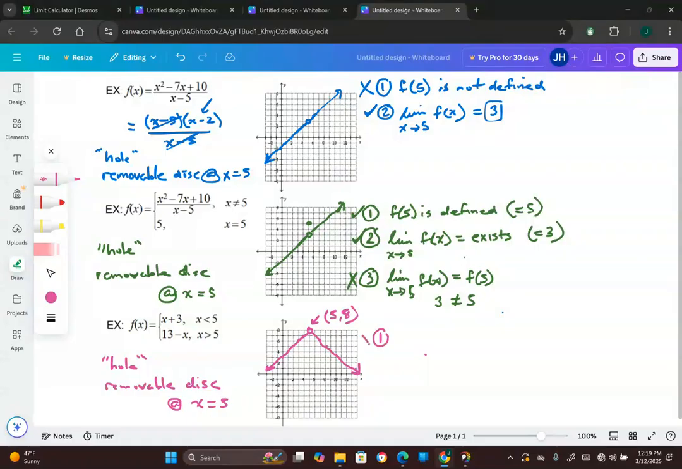Part 1, it is not satisfied. F of 5 is not defined. Now, we could stop there, and we could say, hey, this is not continuous at 5. If I went on to step 2, it is satisfied. The limit as x approaches 5 of f of x here equals 8. That's why this is a removable discontinuity. Try to remember with discontinuities, if the limit exists on that graph at that discontinuity, it is a removable discontinuity. If the limit does not exist at that value of c, it is a non-removable discontinuity.